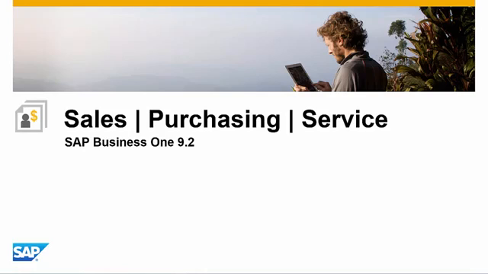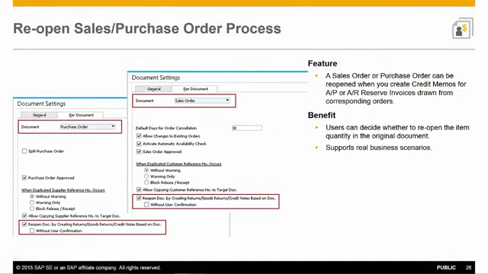Let's now move on to sales, purchasing and service updates. In previous releases, users could decide whether to reopen an item quantity in the original document or not when creating a return, a goods return, or a credit memo. This behavior has simply been extended to support scenarios where a user copies an order to a reserve invoice and then credits it. Users can now decide whether to reopen the item quantity in the original document, and it supports real business scenarios.